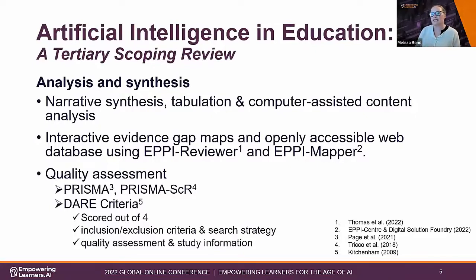And in terms of quality assessment, looking at potentially using the 2 different types of Prisma. The Prisma SCR is for scoping reviews, but also maybe considering using the DARE criteria. So that's the approach in a nutshell. I might leave it there, Berg, and if you wanted to come back to some interesting findings we've come across already in a bit, then I can do.